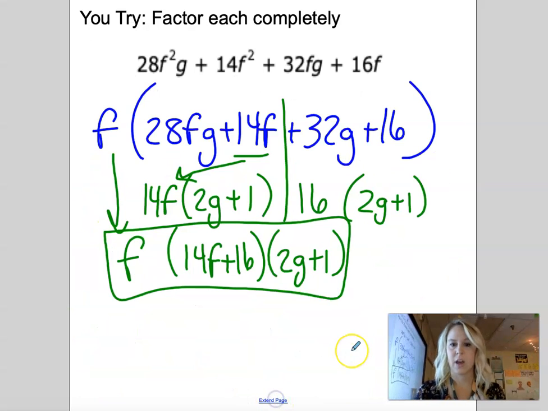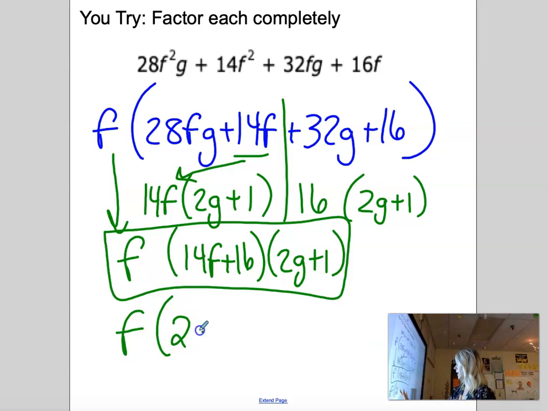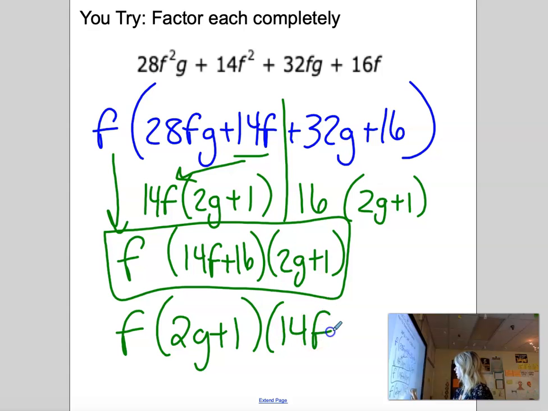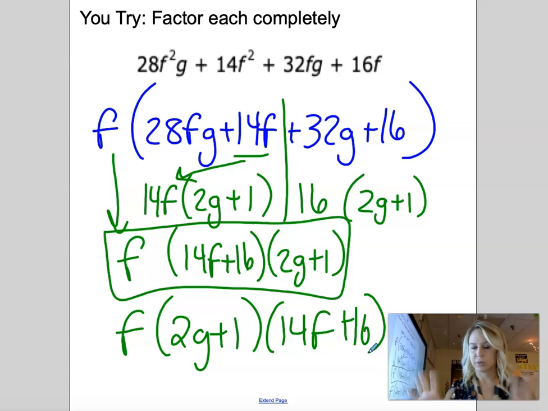Real quick, I don't think I talked about this. You can have them in any order. So if you want to have 2g plus 1 first, and you want to have 14f plus 16, totally fine. So in any of these problems, your parentheses can be flip-flopped. The reasoning being is 2 times 3 is 6, and 3 times 2 is 6. Order does not matter when you're multiplying. Okay? All right. That is factoring with 4 terms called factor by grouping.